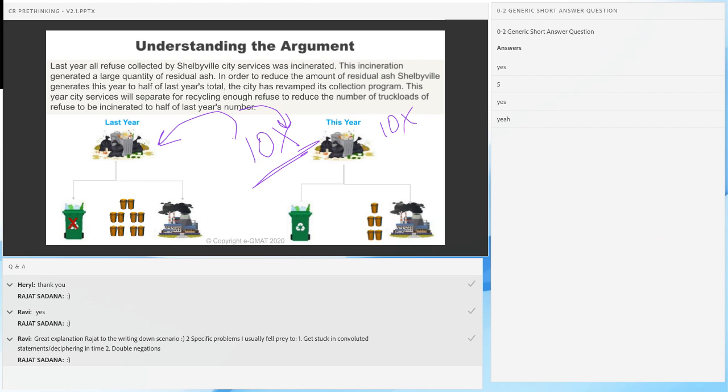Look at this slide. This year, city services will separate for recycling enough refuse to reduce the number of truckloads to half of last year's number. What they're saying is regardless of how much garbage you collect, we are only going to send half as many trucks as we sent last year. So if last year we sent 10 trucks, this year we're going to send 5, even if you collect 100 trucks worth of refuse. Can you see that? It does not depend on how they're doing recycling.